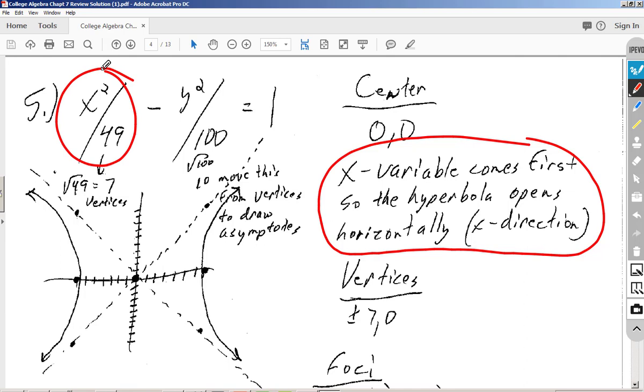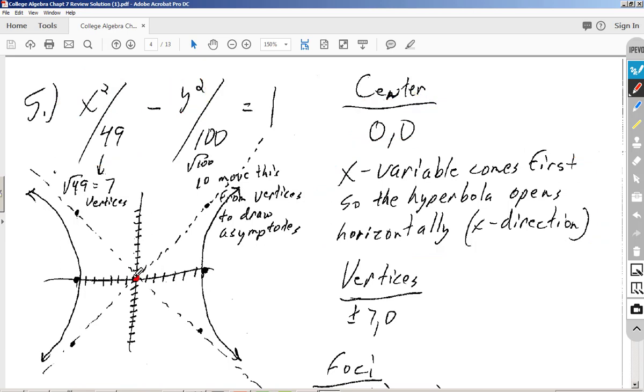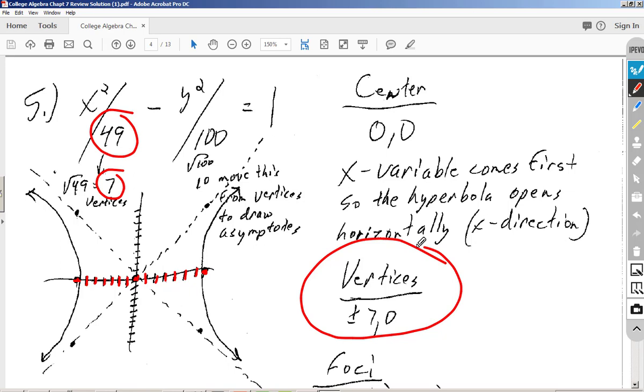So it basically follows the exact same rules as your ellipse. Notice the center. There's no shift happening here, so that's why it's at 0, 0. So I come here to 0, 0. And then I'm going to move in this x direction, square root of 49, which is 7. So I'm going to move to the left 7 and also to the right 7. Those right there are your vertices. If you want to just list them right now, which I did, go ahead and list those as plus or minus 7 and 0.